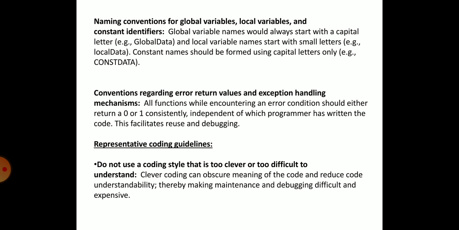Usually a popular naming convention is that variables are named using mixed case lettering. But we use this convention because it provides better understandability of the program. So we specify global variables starting with a capital letter, and local variables with small letters, and constant variables are always specified using capital letters only.